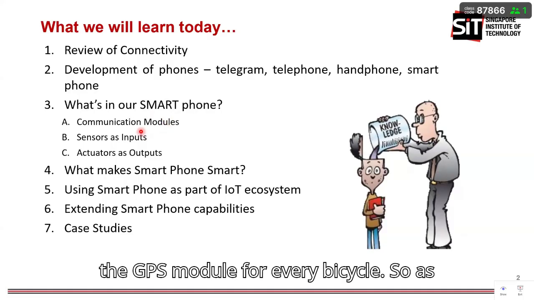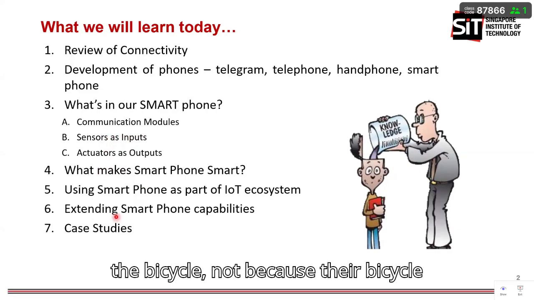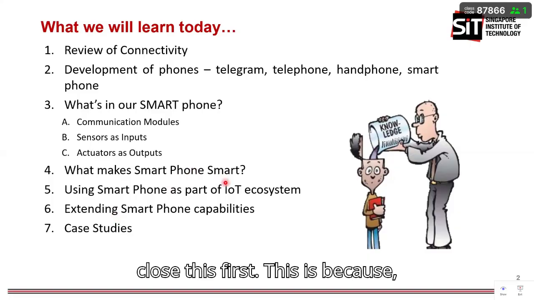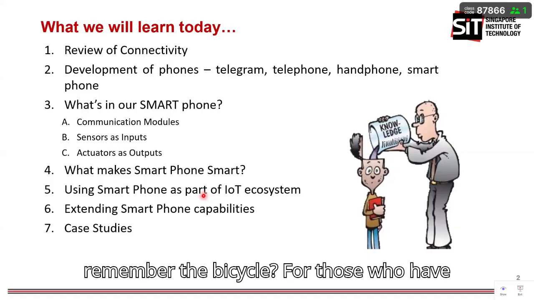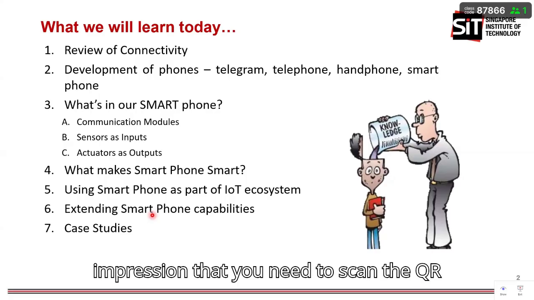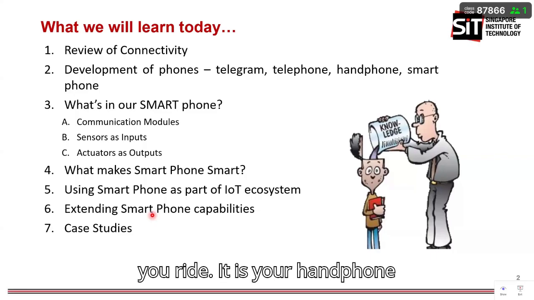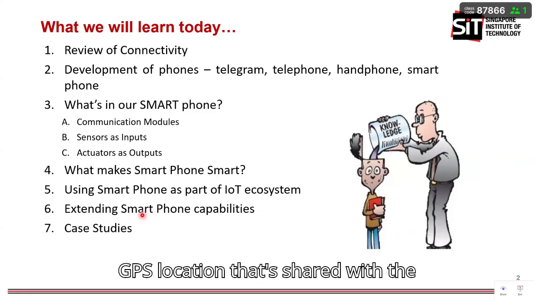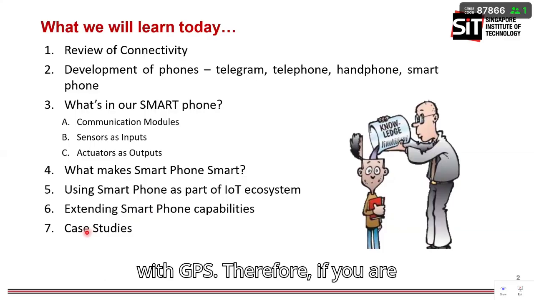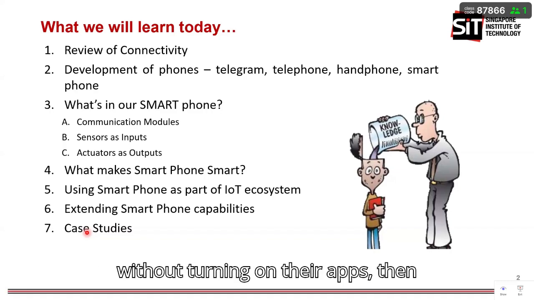In terms of the communication modules, what are the sensors available, what are the actuators. Then subsequently, we'll run through a few questions to talk about why a smartphone is smart. Then how can we use a smartphone for our IoT solution? Finally, can we extend what the smartphone has in place? Can we extend beyond what it's capable of doing? Finally, we will look into some case studies of mobile apps that are around us and try to understand the key idea behind launching or the use of these mobile apps.